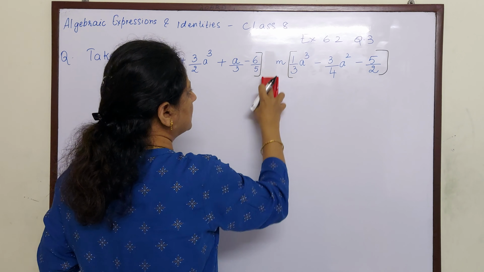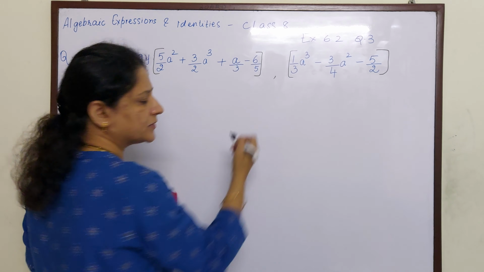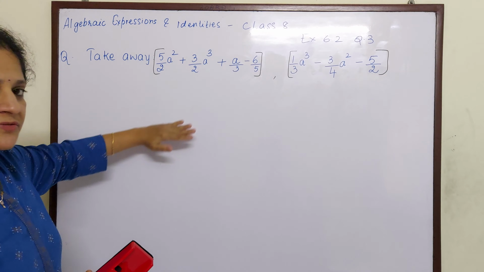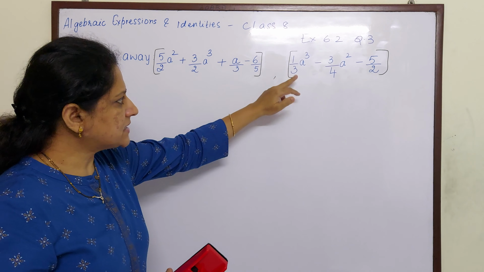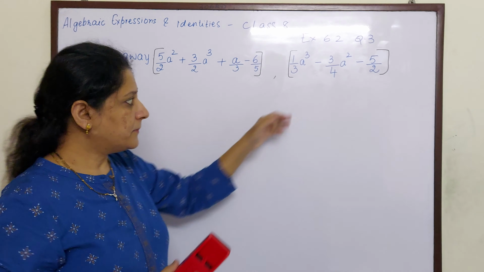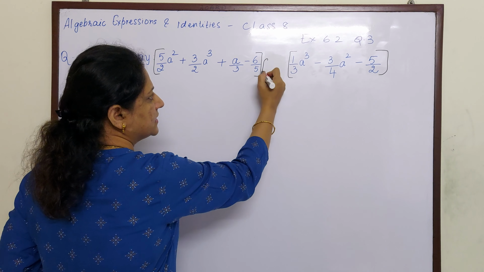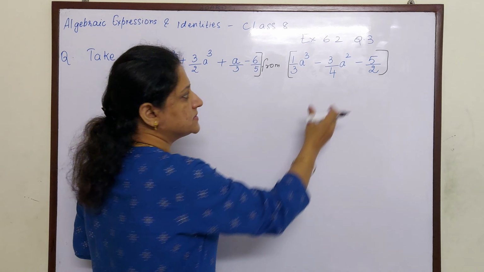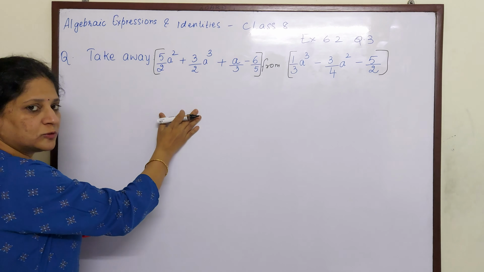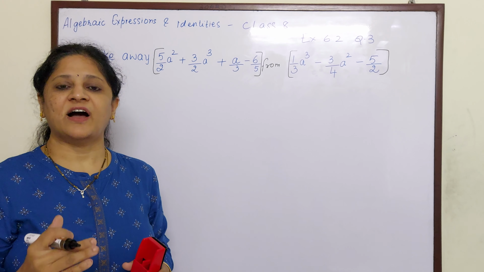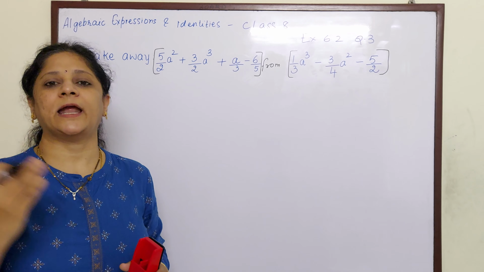Suppose this "from" is not there and it is a comma and they have told you to take away. So you will write this first, then put a minus sign in between these two algebraic expressions and then write this. But here, if it is "from", that means whatever comes after "from" is what we have to write first. It is like subtract 5 from 10. So 10 minus 5.